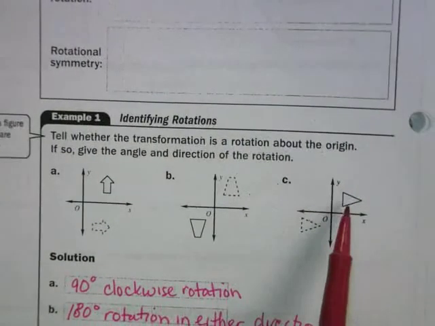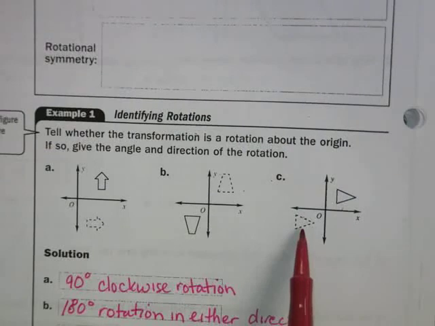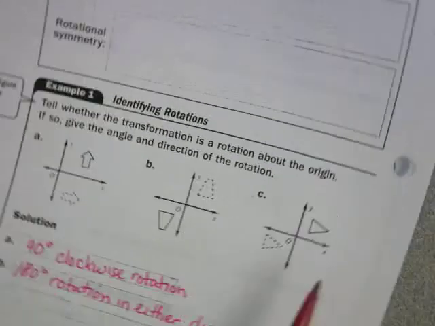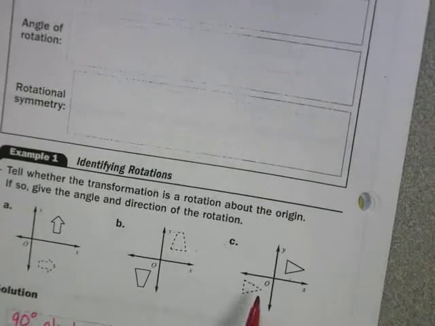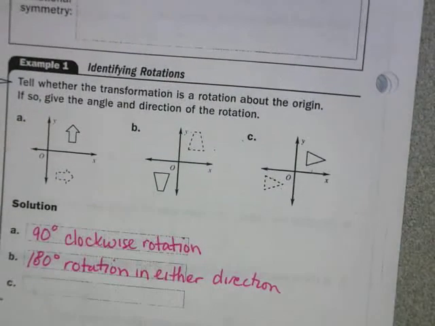Okay, now the next one, take a look. If I turn this guy and he needs to end up over here, that's 180, so I go 90, 180. Where's the point facing? It's facing to the left. But look at the image. Is the point facing to the left? No, it's not.